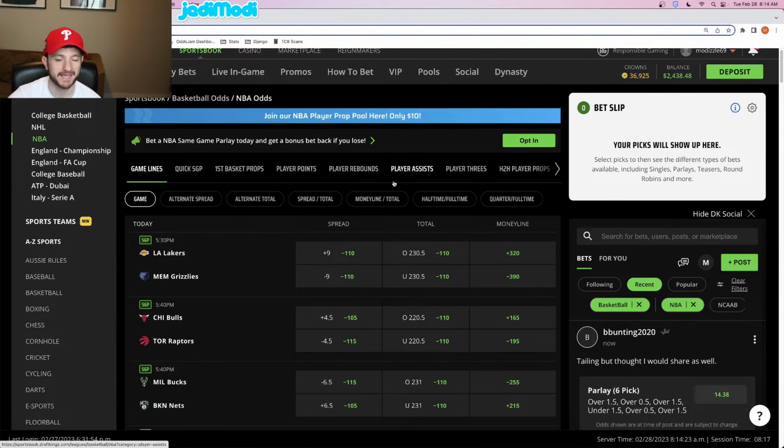For NBA and for NFL and for baseball, a lot of people want to bet on player props. That is in the menu we see up here. So first basket props, who's going to score first, the literal first basket, and then we see all the different player props, points, rebounds, assists, 3-pointers.